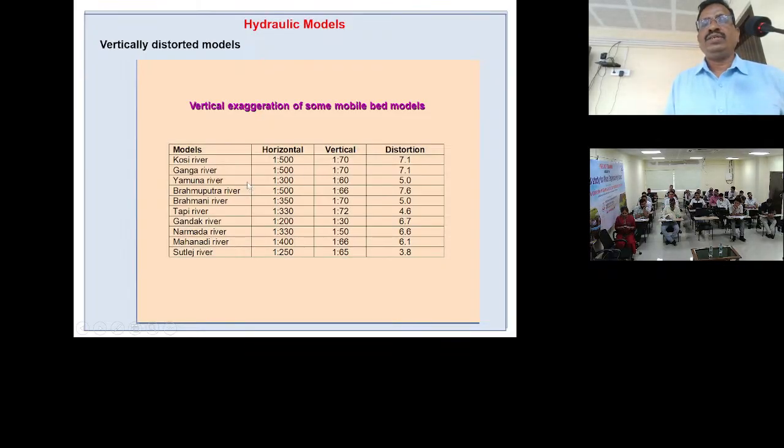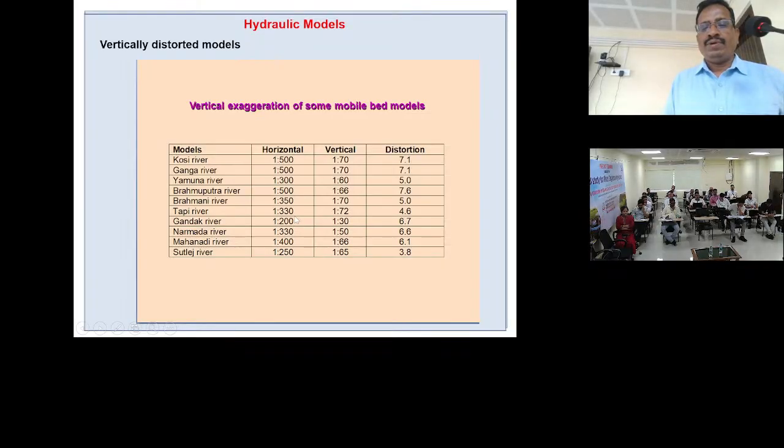You can visit the Yamuna River model at CWPRS. The horizontal scale is 1 is to 300 and the vertical scale is 1 is to 60, and the vertical distortion is 5. Brahmaputra River model: 1 is to 500 and the vertical scale is 1 is to 60, and the vertical distortion is 7.6. Brahmani River: the horizontal scale is 1 is to 350 and the vertical scale is 1 is to 70, and the vertical distortion is 5.